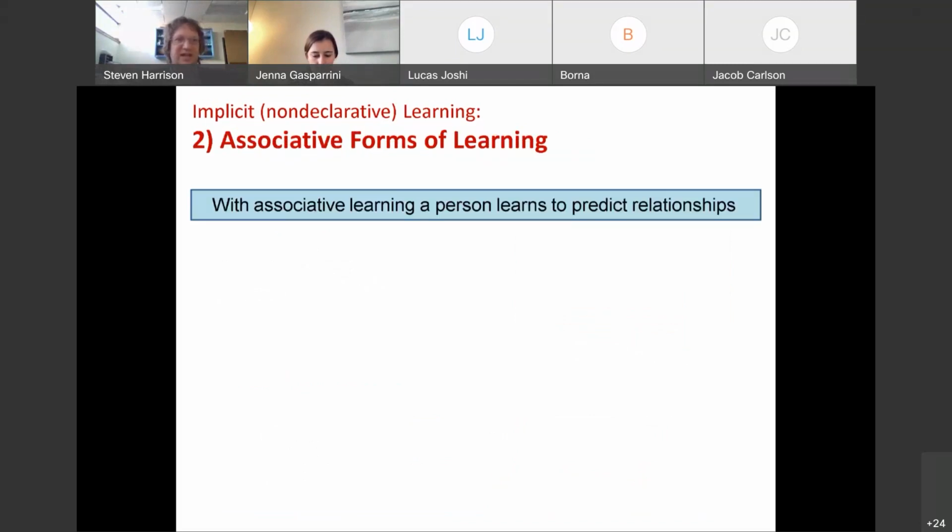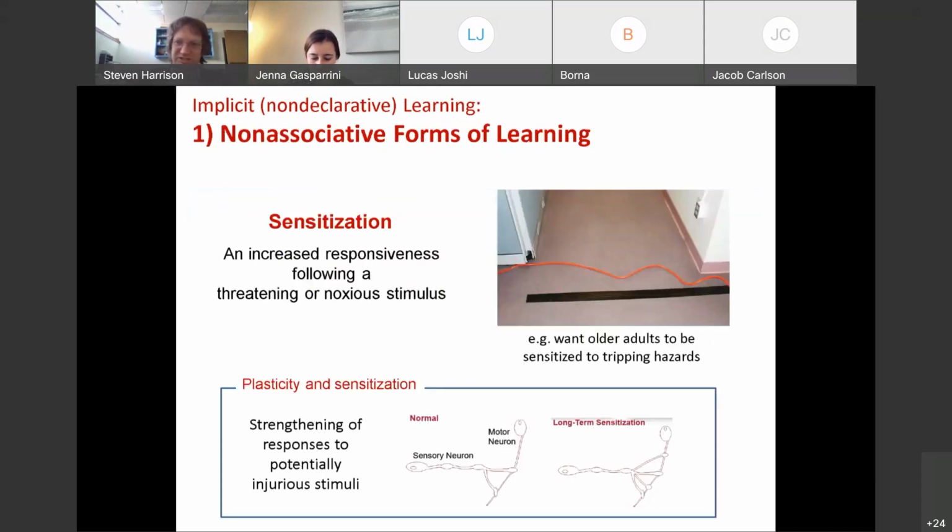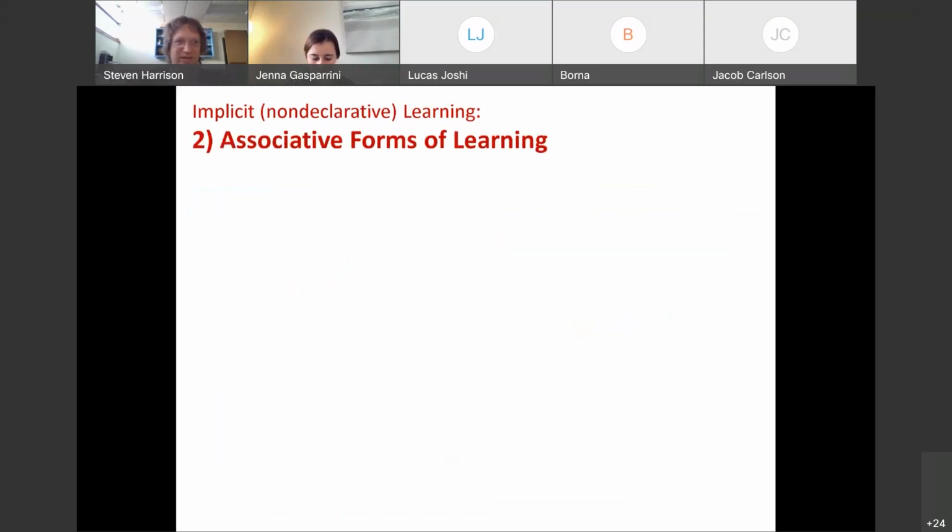Okay, so let's keep going. So we've got associative forms of learning. With associative forms of learning, a person learns to predict particular relationships. So we've got non-associative, which we just looked at. Now we're looking at associative.